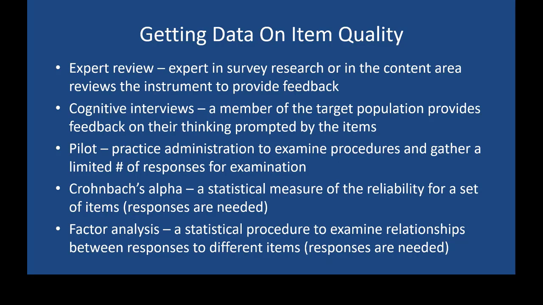Once you have some data, there are two things that you can do to get some evidence on item quality. There's a technique called Cronbach's alpha. This is a statistical measure of the reliability of a set of items. If you have several indicators for a construct, then Cronbach's alpha is going to tell you whether those indicators actually move together. Meaning, if they all measure the same construct, then if you get a high response on one, there should be high responses on all of them.